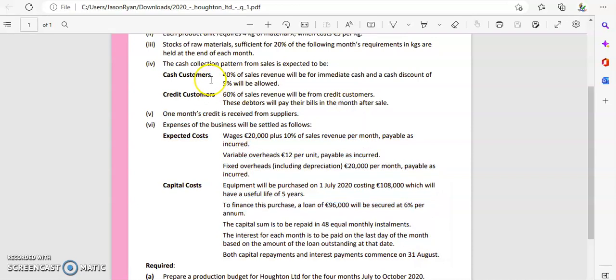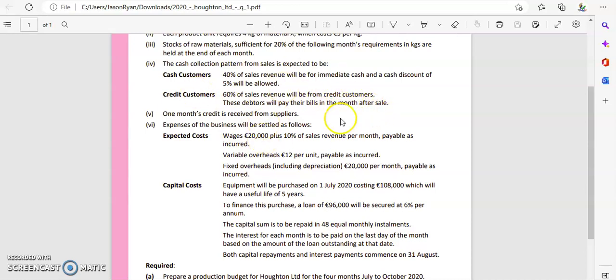So our receipts, our sales are in two parts. We've got cash customers, we've got credit customers. Our cash customers are 40% of sales revenue, which will be for immediate cash, and a discount of 5% will be allowed. And then for our credit customers, 60% of sales revenue will be for credit customers. These debtors will pay their bills 1 month after sales.